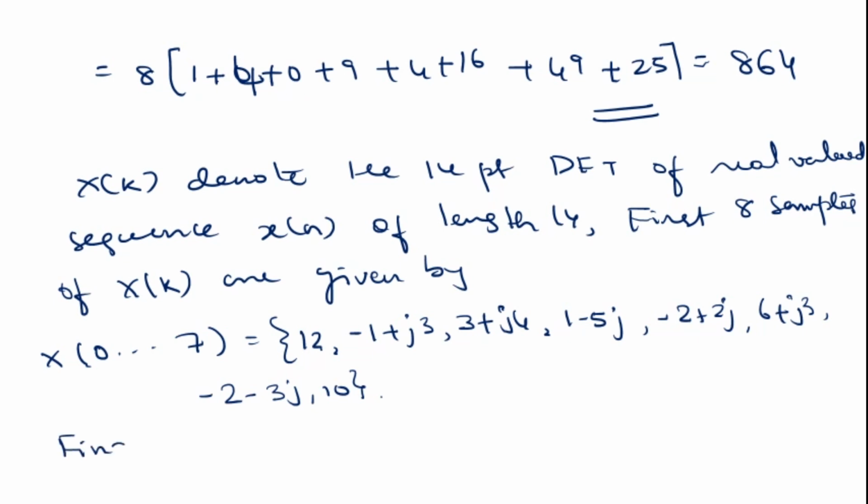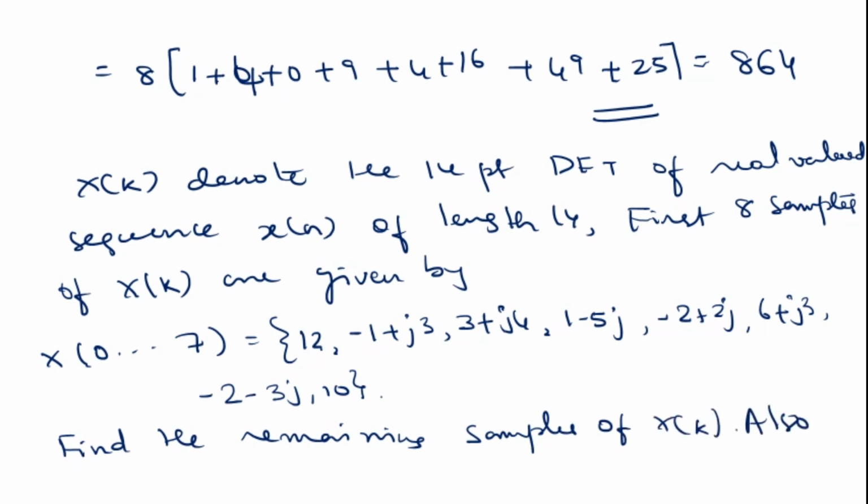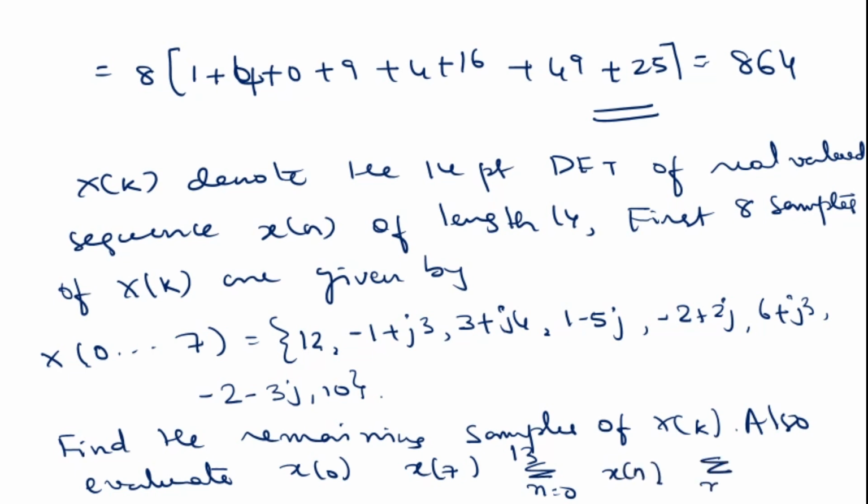Find the remaining samples of x of k and also evaluate x of 0, x of 7, summation n is equal to 0 to 13, x of n and summation n is equal to 0 to 13 mod of x of n square.